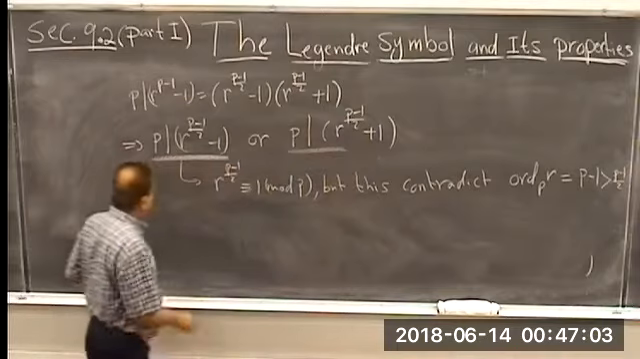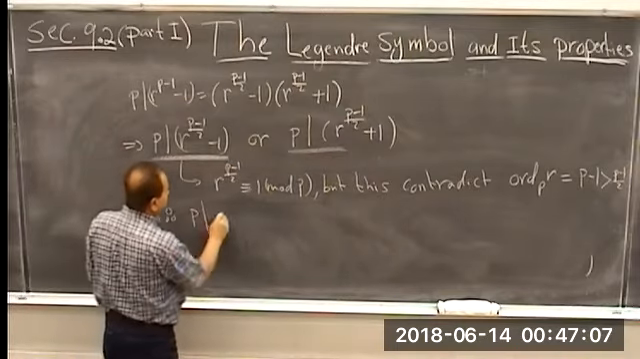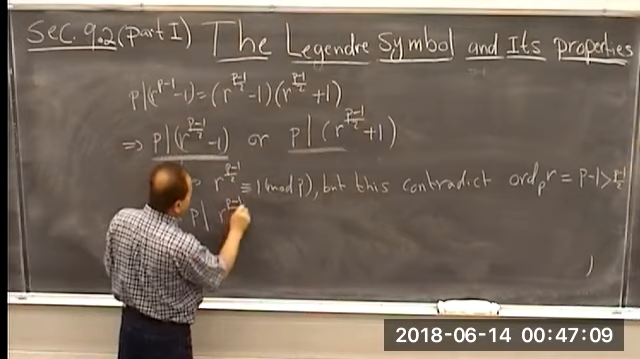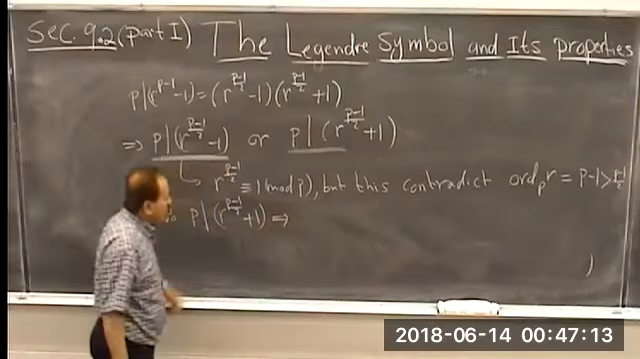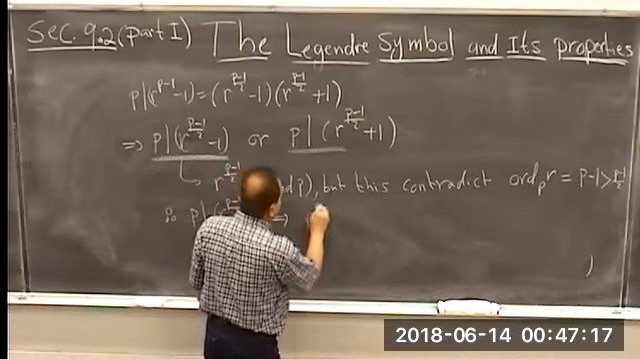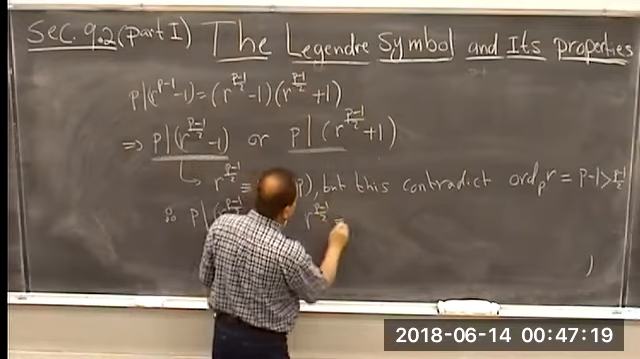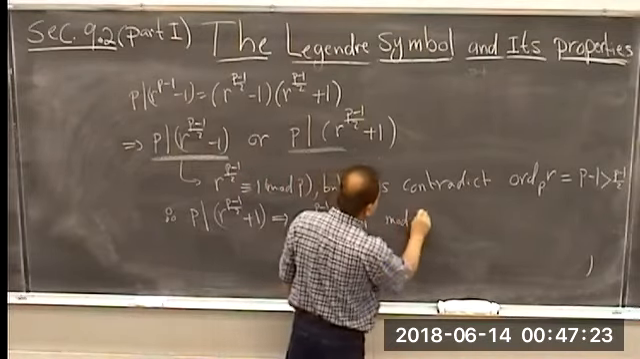So therefore, we have P divides R to the (P minus 1) over 2 plus 1. And again, in terms of congruence, this means that R to the power (P minus 1) over 2 is congruent to negative 1 mod P.